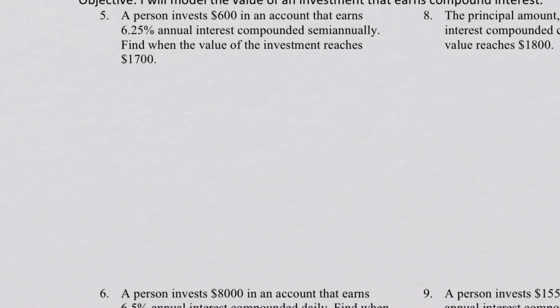All right, let's do another similar one. A person invests $600 in an account that earns 6.25% annual interest compounded semi-annually. Find when the value of the investment reaches $1,700. So the same thing, except this one is compounded semi-annually. Semi means half, so half a year. So twice per year is what this means, right? Every half year they compound this, so twice per year. So let's write all of our information that we know. They invested 600, that's P.